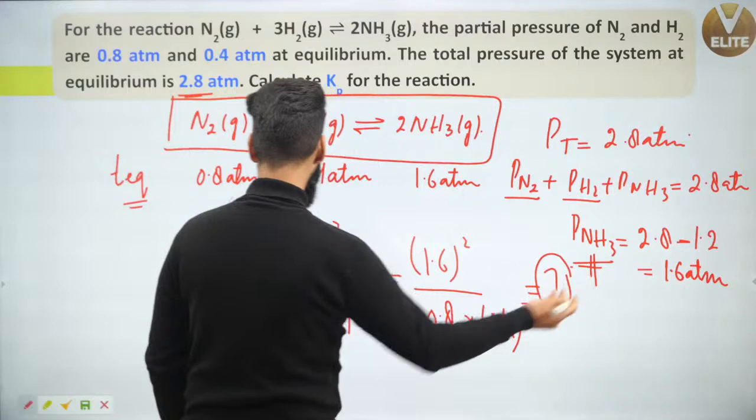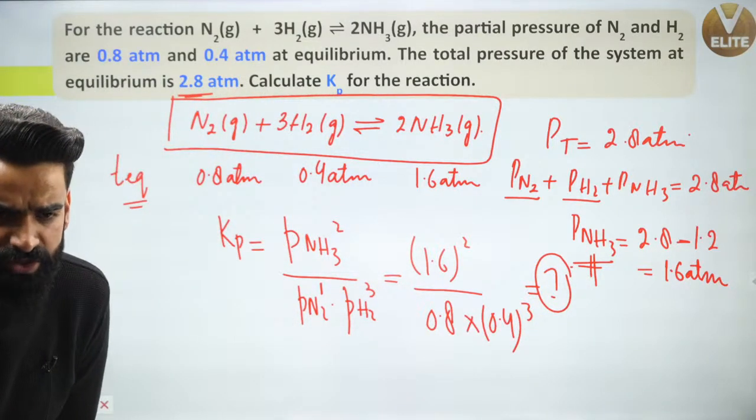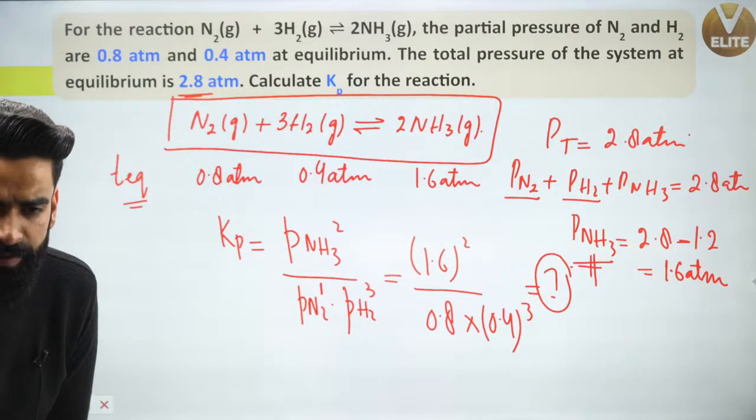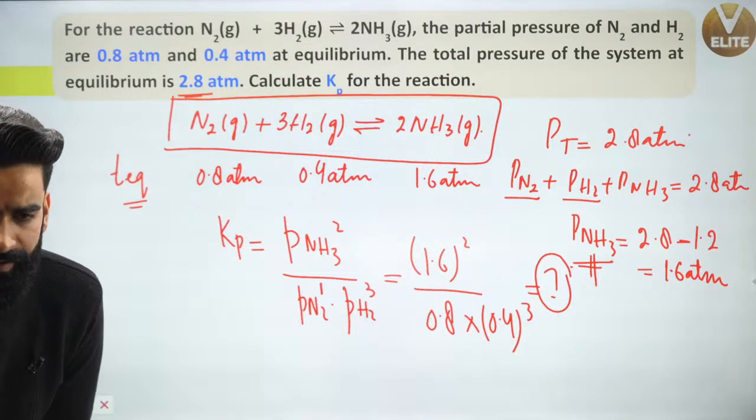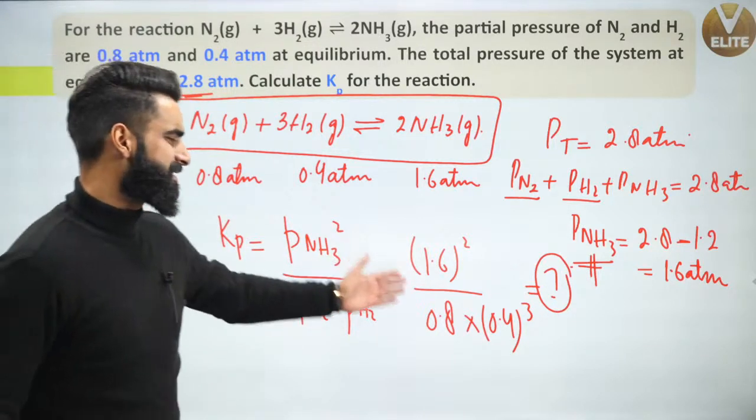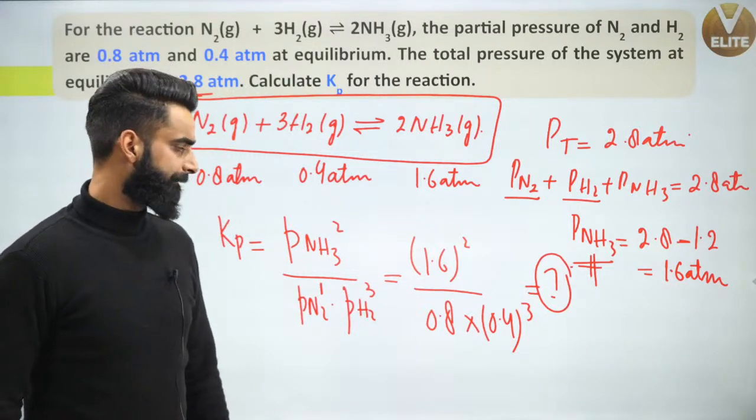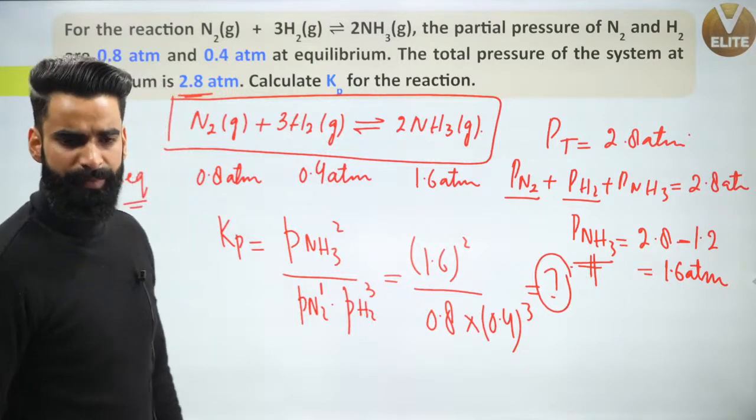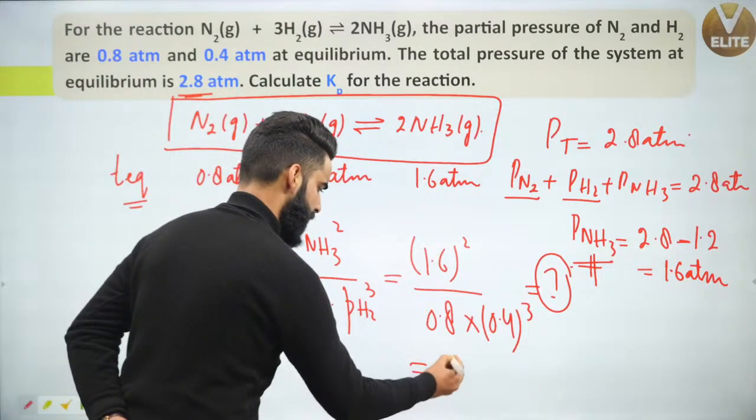Can we solve it and get the value of Kp which we were supposed to calculate? Exactly, you can do it, right? The calculation part is left. You can do it now. The value will be coming out to be 50. Okay, the value is coming out to be 50.